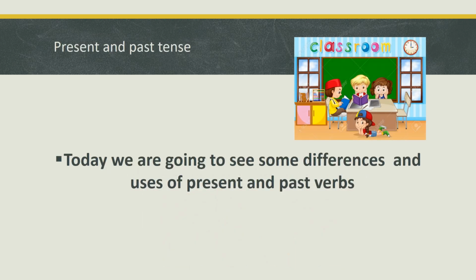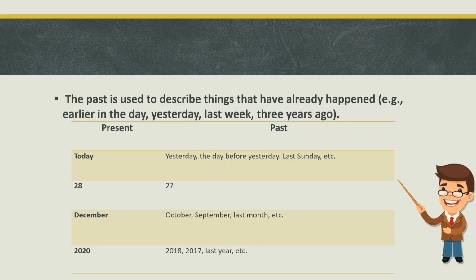Today, we are going to see some differences in uses of present and past verbs. The past is used to describe things that have already happened. Examples: earlier in the day, yesterday, last week, 3 years ago.